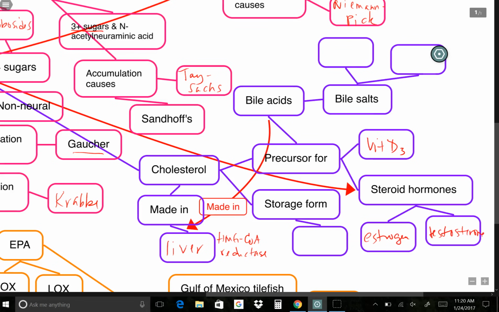The storage form of cholesterol is known as a cholesterol ester. And we can turn it into bile as well. So bile acids, which is just free cholate. If it's conjugated, they're called bile salts or conjugated bile acids. That would be your glycocholate and taurocholate.